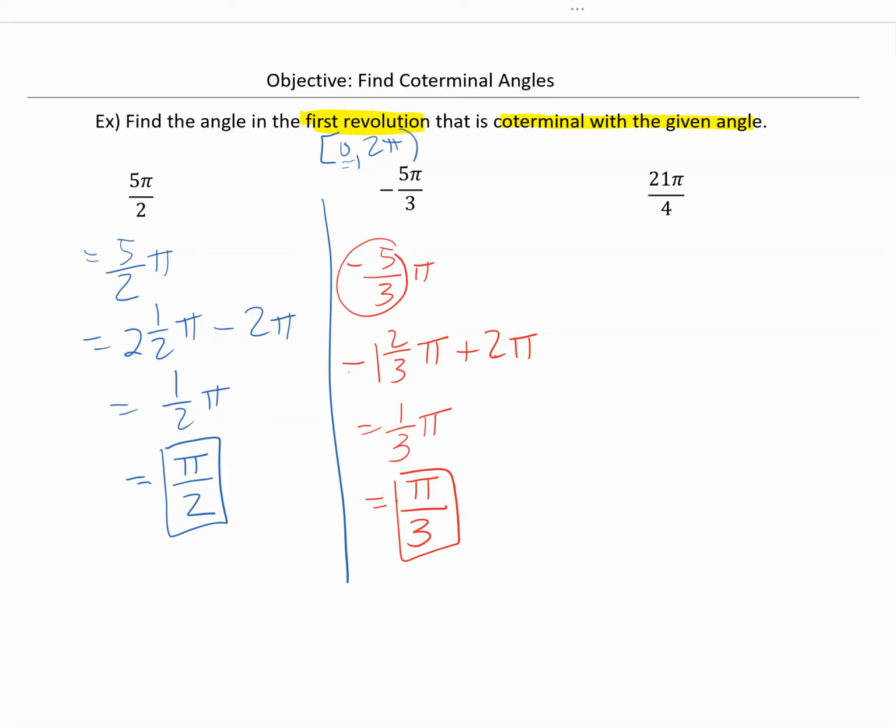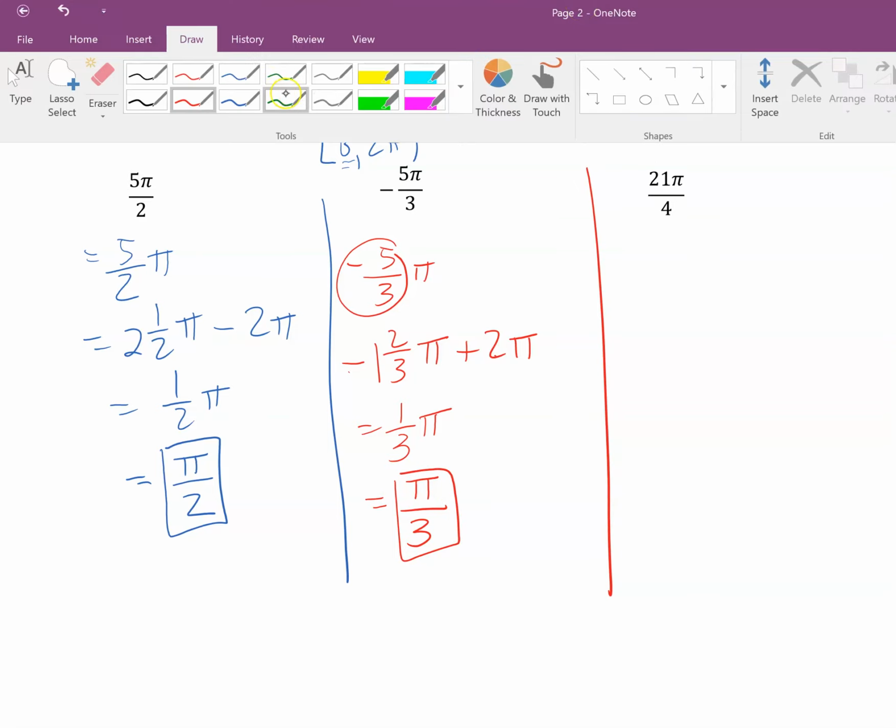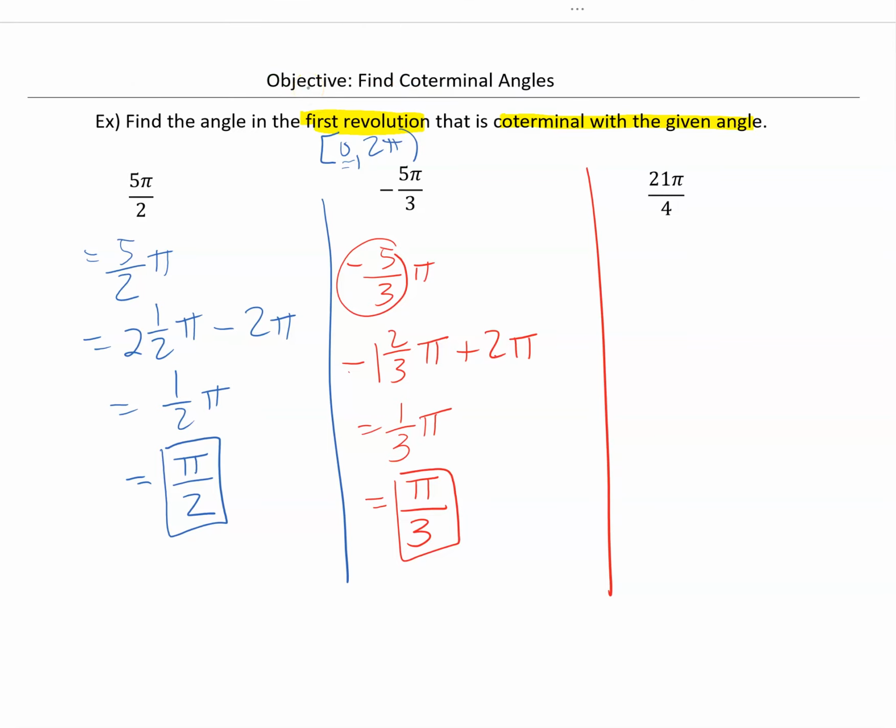The 1/3 is between 0 and 2, and so that gives me my coterminal angle in the first revolution of pi thirds radians. So now looking at this third one, we have 21 pi fourths here. And so that would be 21 fourths times pi. The 21 fourths improper fraction would be 5 1/4 times pi.